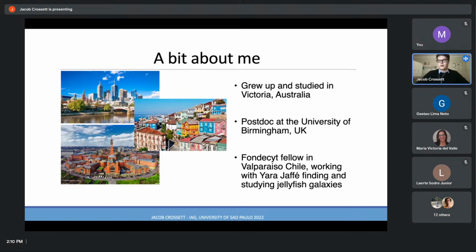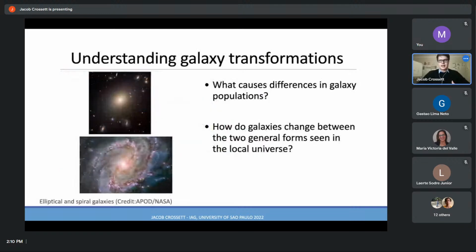So to give a bit of an overview and go back to the basics about what I'm interested in, what I really care about is why we see differences in populations of galaxies. I've got a couple of pictures of two galaxies here, and what really drives what I want to know is why we see these differences in these galaxies, how these galaxies change between each other, and what causes those kinds of changes?